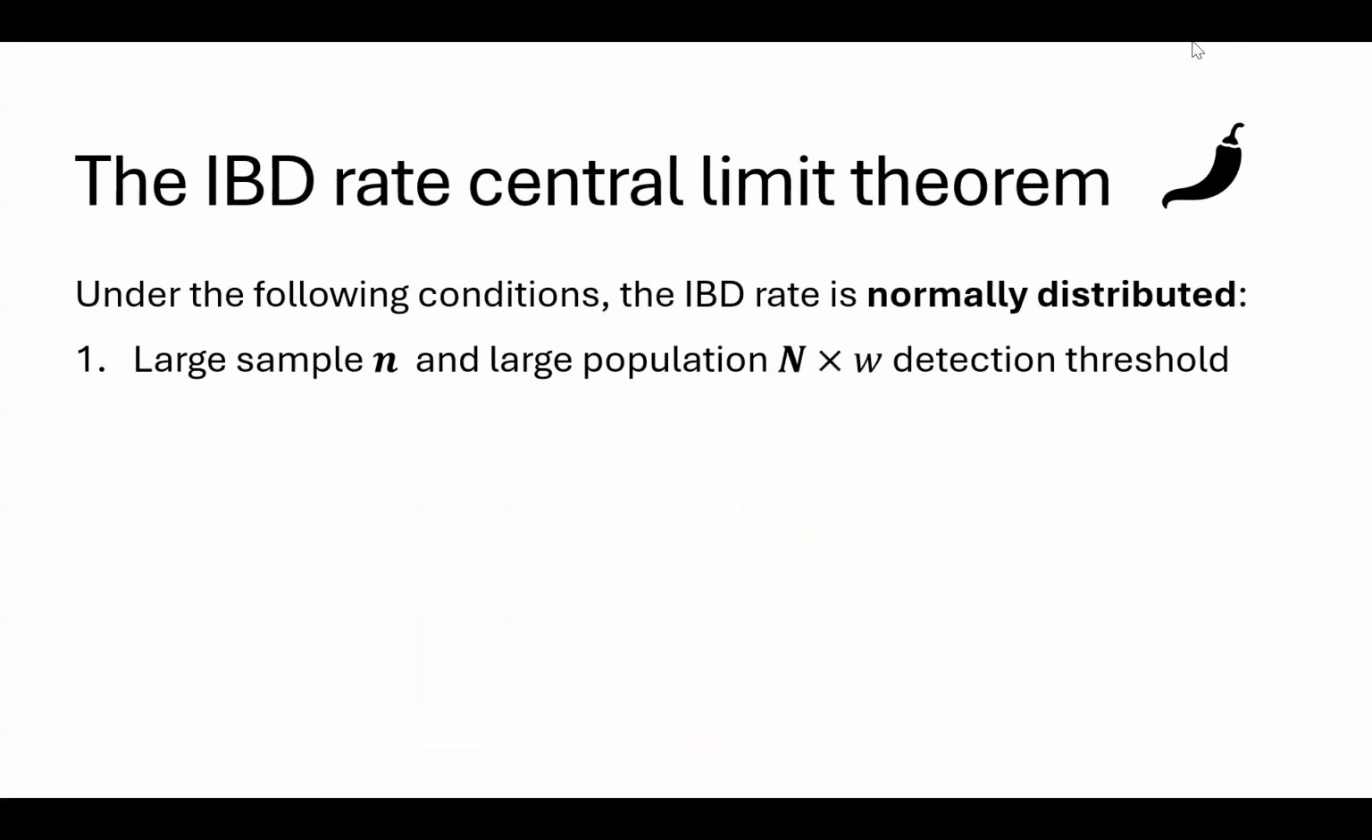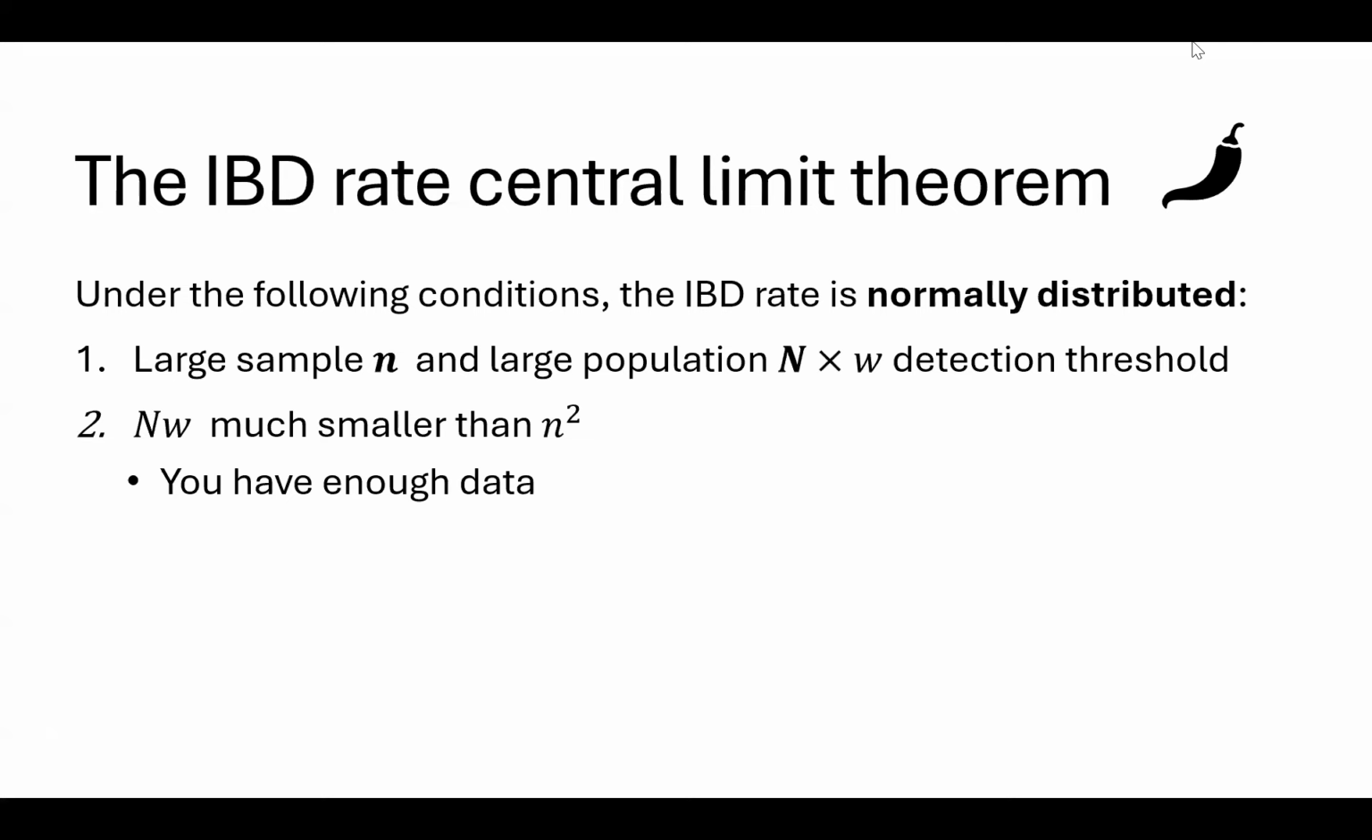The IBD central limit theorem is work that I developed with Professor Elizabeth Thompson. It says that this sample mean, the IBD rate, is normally distributed under the following conditions. We need a large sample size, little n, that comes from a large population size, big N, and we're going to scale that by the detection threshold, W. The next condition is that the scaled population size should be much smaller than the sample size squared.